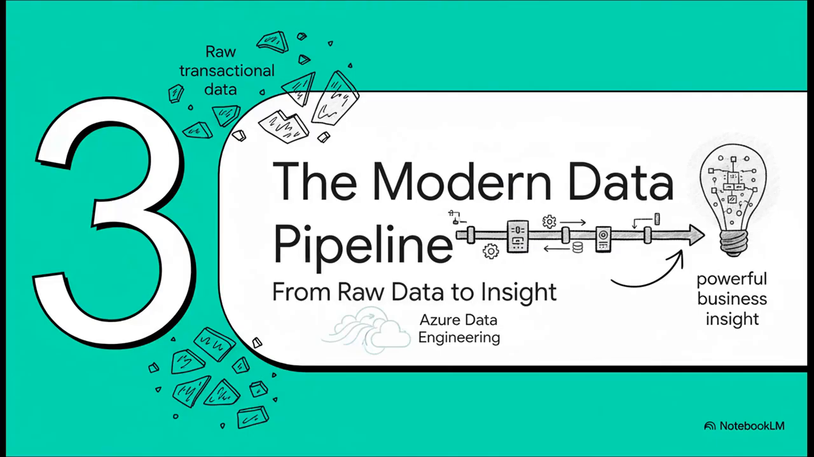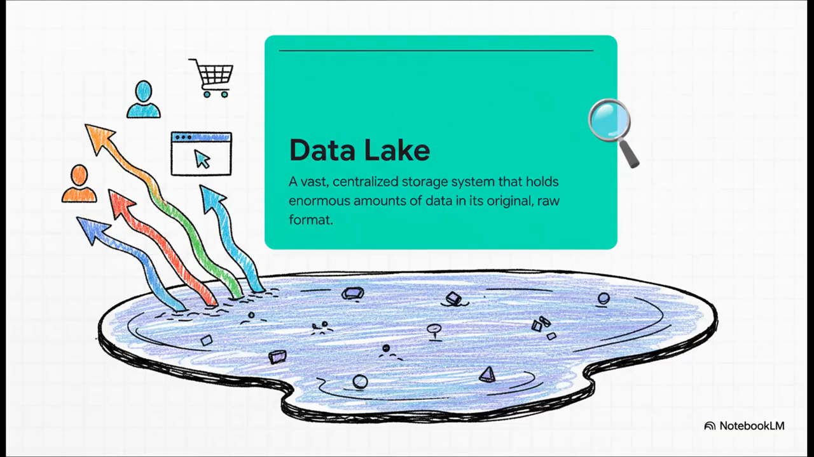So how do we bridge that gap? How do we get from all that fragmented, raw transaction data to unified, powerful business insight? The answer is what we call the modern data pipeline. The very first stop in this pipeline is a concept called the data lake. I want you to imagine a massive reservoir where you can pour all of your data from every single source system: customer data, product data, website clicks, you name it.